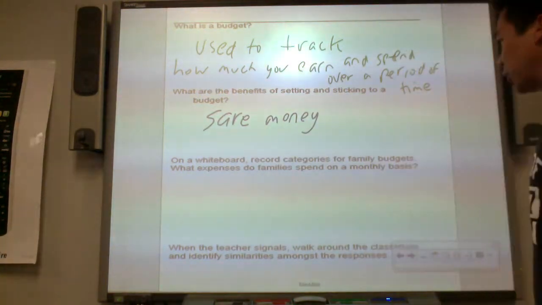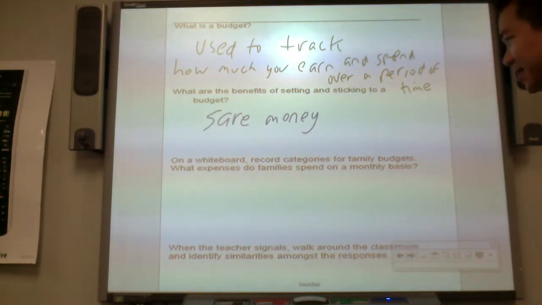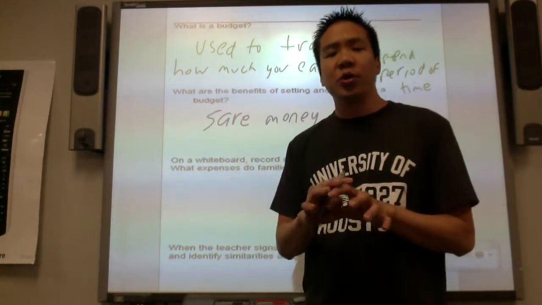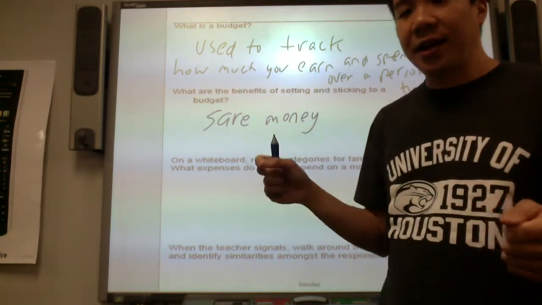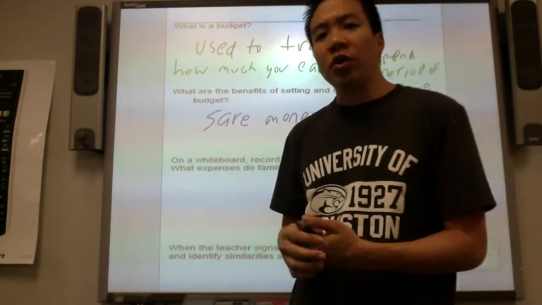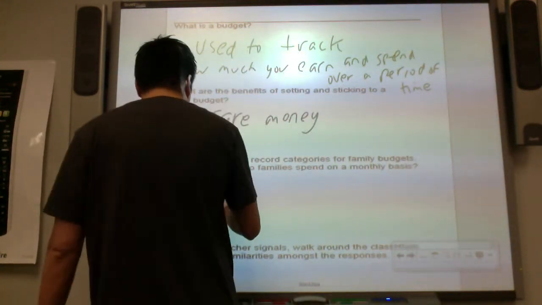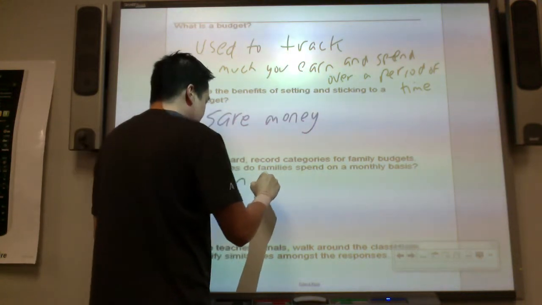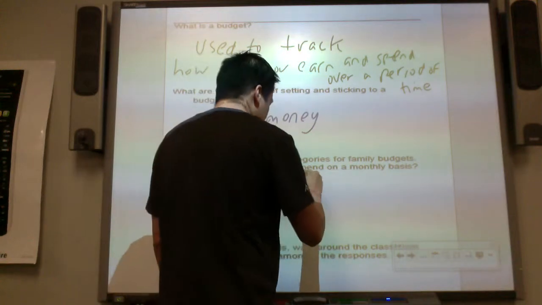So on a whiteboard, record categories for family budgets. What expenses do families spend on a monthly basis? So this is your own thing. What you're going to be doing is breaking into groups, and then you're on a little whiteboard with a dry erase marker. You're going to say, where do people spend their money? So for example, people spend their money on housing. People spend their money on definitely food, entertainment.